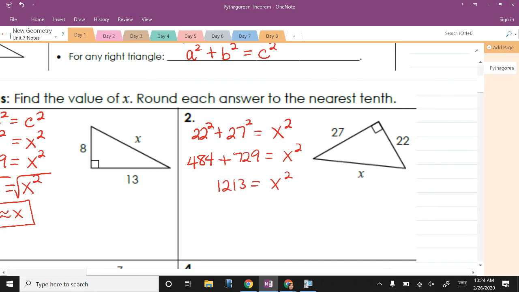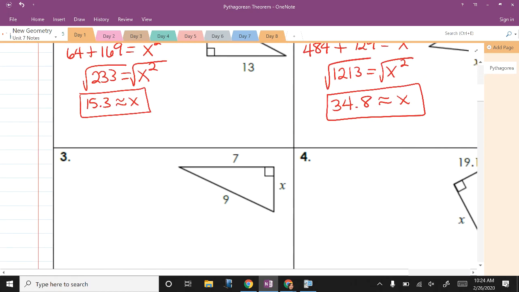Equals X squared. And how do we get just X? Second square root. 12, 13. And it says round to the nearest tenth, which is 1 decimal place. So X is approximately what? 34.8 units. And that's the hypotenuse. Is that the largest side we got? Yes. So always make sure your hypotenuse is the largest.